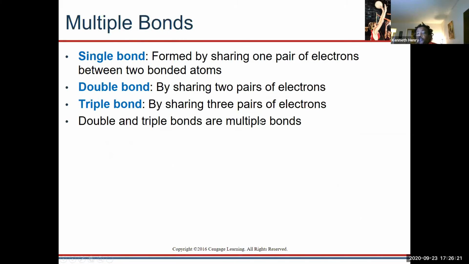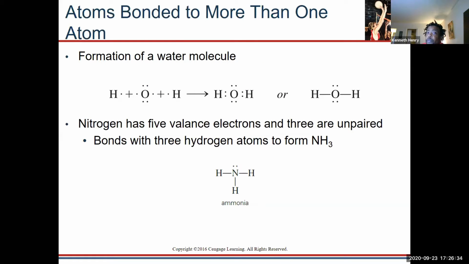Okay, so we have multiple bonds. We could have a single bond, a double bond, or a triple bond. We've already talked about that when we were doing some of the Lewis dot structures. So you can have more than two atoms bonded. In this case, we have 3 different atoms bonding together: 2 hydrogens and an oxygen. In the case of ammonia, we have nitrogen and 3 hydrogens.